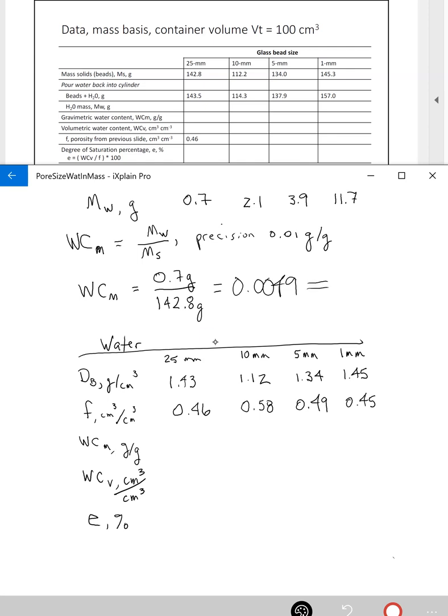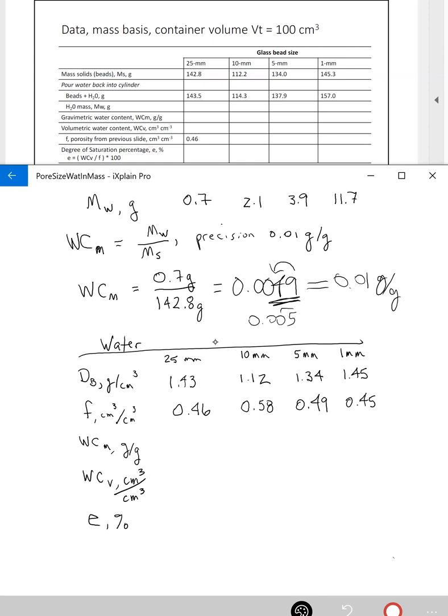Well, our precision is 0.01. This is one of those cases where I would probably go ahead and violate what I told you earlier. This number is not 0, so I would probably go ahead and round this one differently. I would do rounding twice, round from there to there and get 0.005, and then round up and get 0.01 grams per gram to maintain my precision.